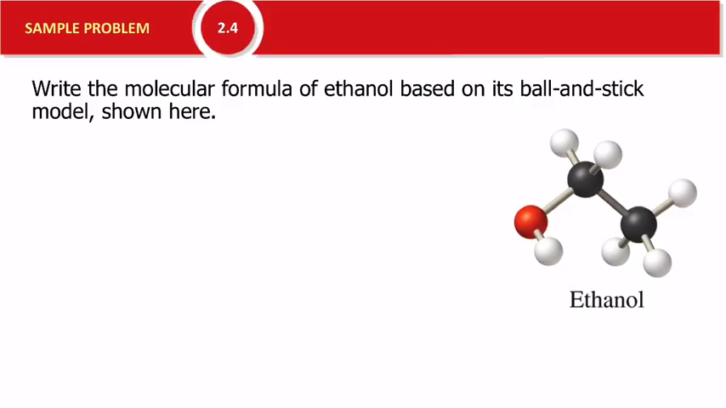Well, if we look at a model of a molecule, we should be able to figure out what its molecular formula is. So here, this is ethanol. This is a ball and stick model of ethanol, and they want us to write the molecular formula. So the colors here indicate which element that atom belongs to. Now, I don't expect that you have memorized those, so I'll tell you that red is oxygen, and white is hydrogen, and black is carbon.